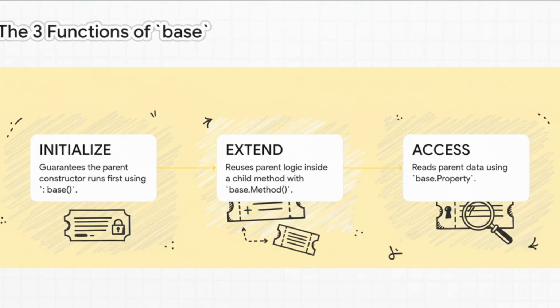Okay, let's do a super quick, rapid-fire recap. The base keyword really has three main jobs for us. 1. It initializes, making sure the parent constructor runs first. 2. It extends, letting us reuse parent methods. And 3. It gives us access to the parent's protected data.